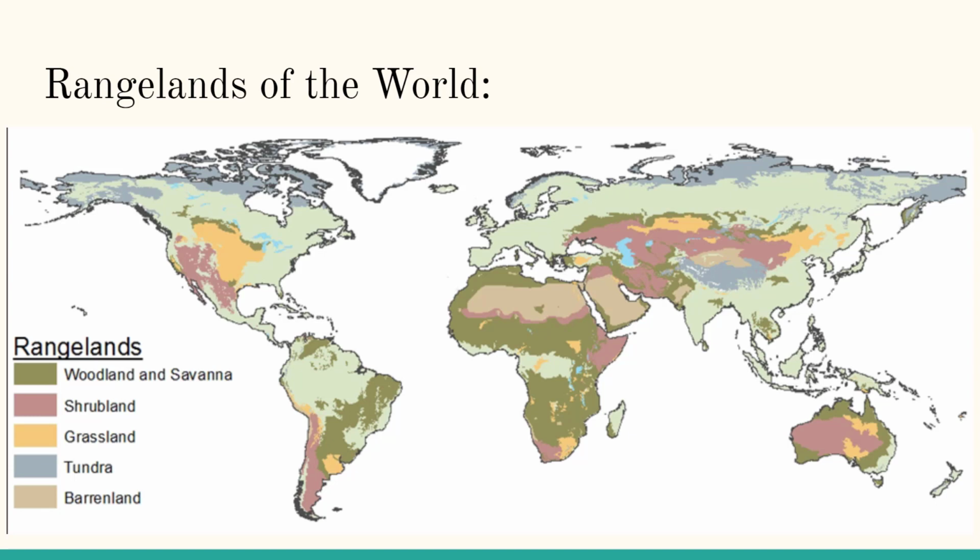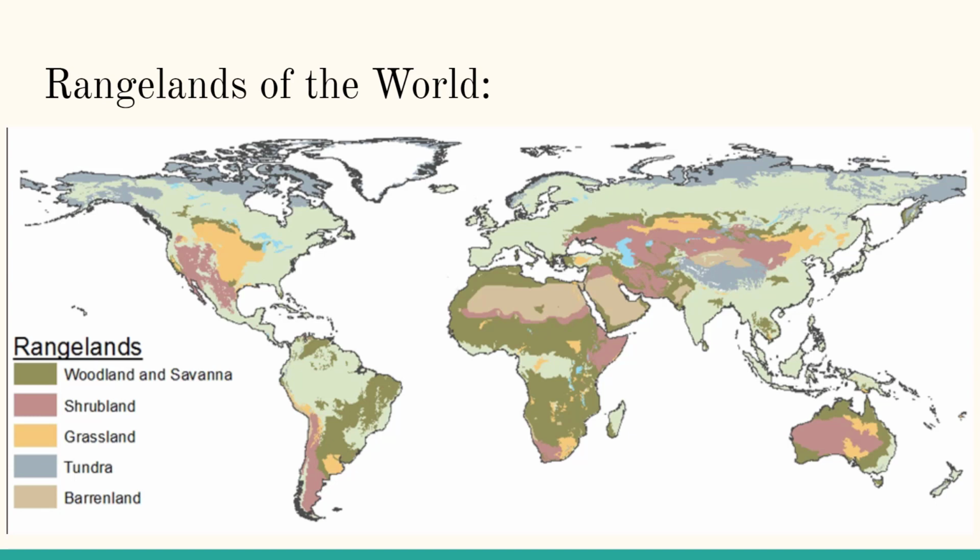Shrublands are really diverse, and we see shrublands pretty much appear on almost every continent. We see grasslands appear on every continent. They're actually the most productive type of rangeland. There's areas in North America or in the northern hemisphere that are tundra based, and that tundra actually provides feed and resources for some larger mammals like yaks and caribou.